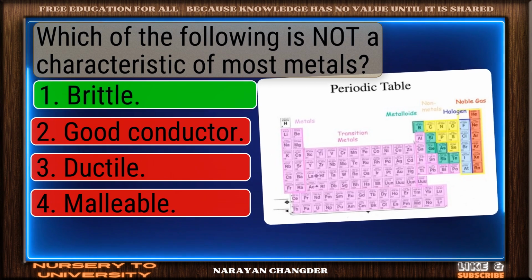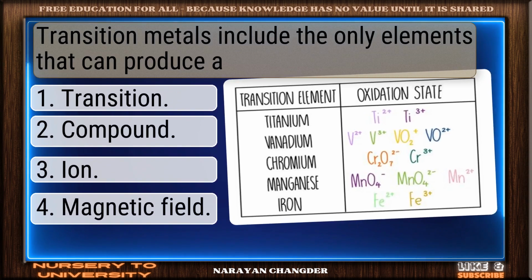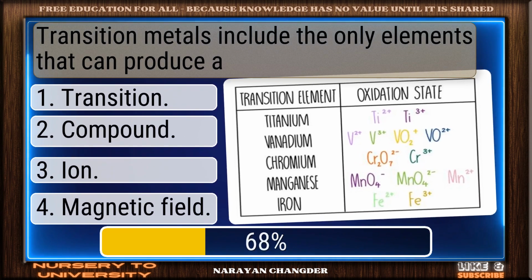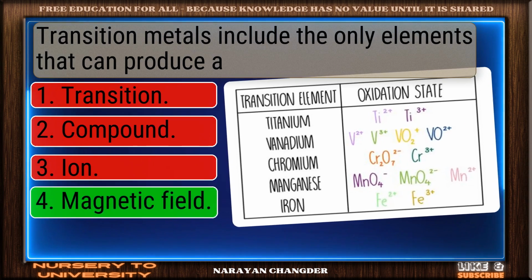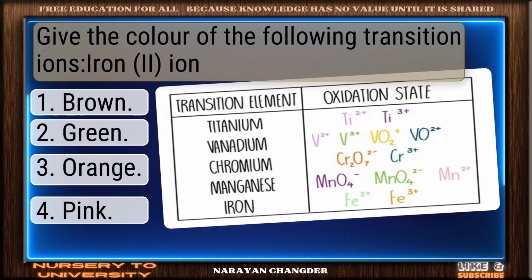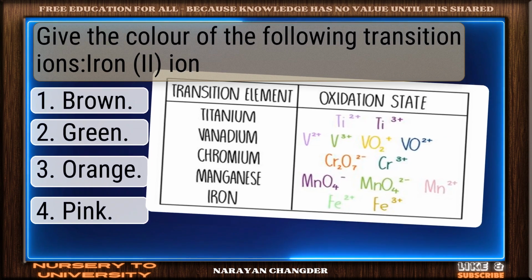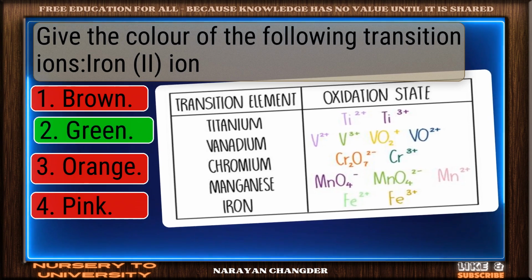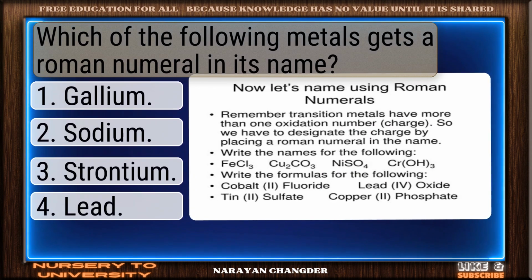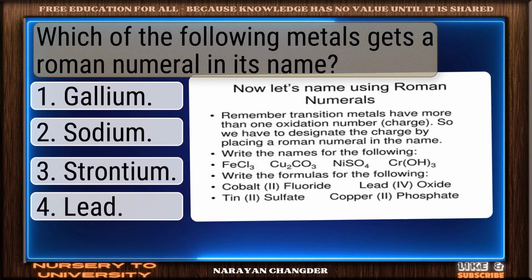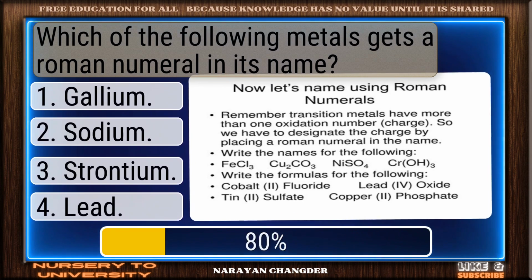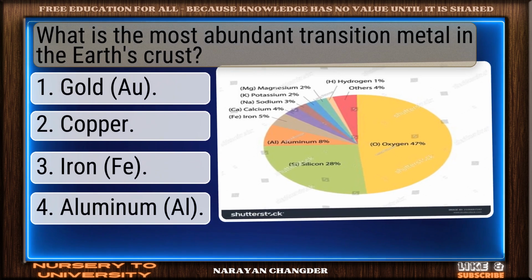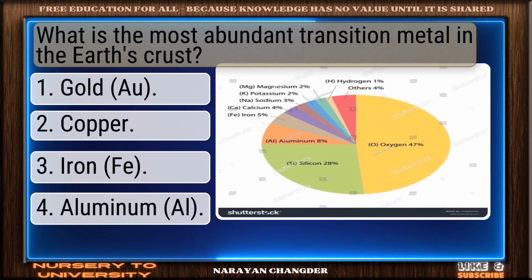Which of the following is not a characteristic of most metals? Valid point, brittle. Transition metals include the only elements that can produce a... Good job, magnetic field! Give the color of the following transition ions. Iron. You got it, green! Which of the following metals gets a Roman numeral in its name? That's it, lead. What is the most abundant transition metal in the Earth's crust?